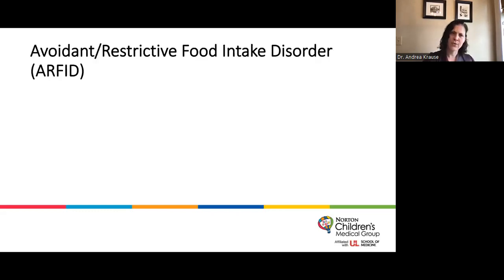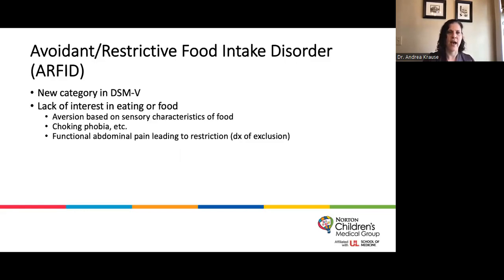And then avoidant restrictive food intake disorder is very fascinating. That again is a new category. There's this lack of interest in food and eating that can look like a food aversion based on sensory characteristics. It can be extreme picky eating. It can be a choking phobia, which is a little bit more sudden onset. We've had kids that choked on a piece of popcorn and then pretty much stopped eating all solid foods.